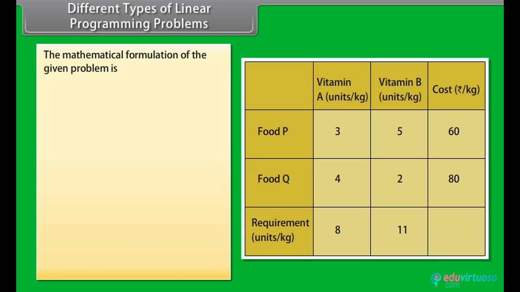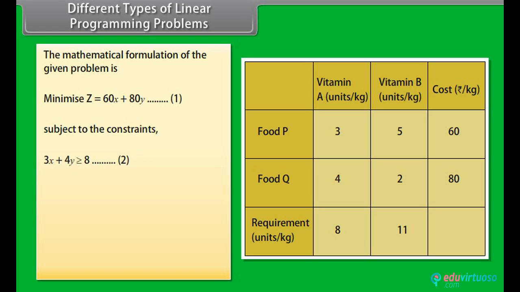The mathematical formulation of the given problem is minimize Z equals 60x plus 80y. Mark it as equation 1. Subject to the constraints 3x plus 4y is greater than or equal to 8, mark it as equation 2, 5x plus 2y is greater than or equal to 11, mark it as equation 3, x, y is greater than or equal to 0, mark it as equation 4.